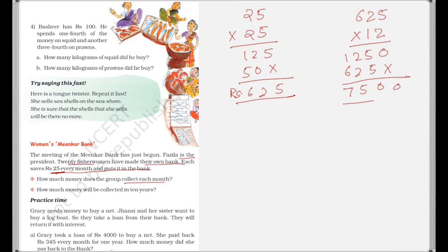That is rupees 7,500 in 1 year, and for 10 years this will amount up to 7,500 into 10, which becomes 75,000 rupees. So in 10 years they'll earn 75,000 rupees. Now there is some practice time. A few practice questions are there which you need to try on your own.